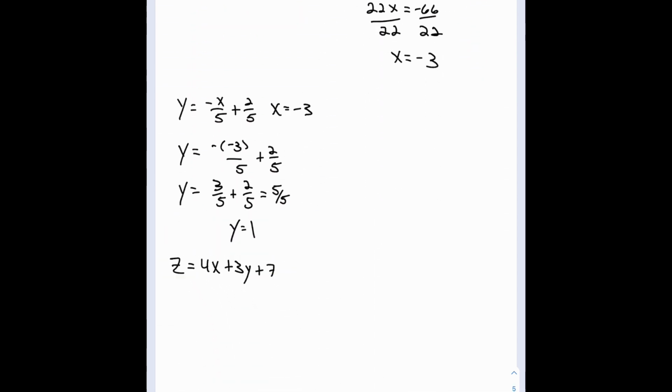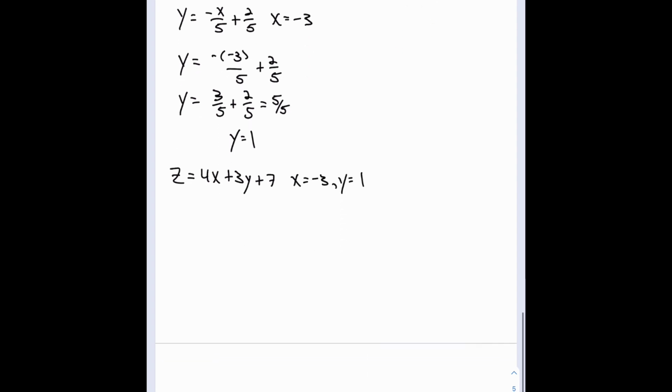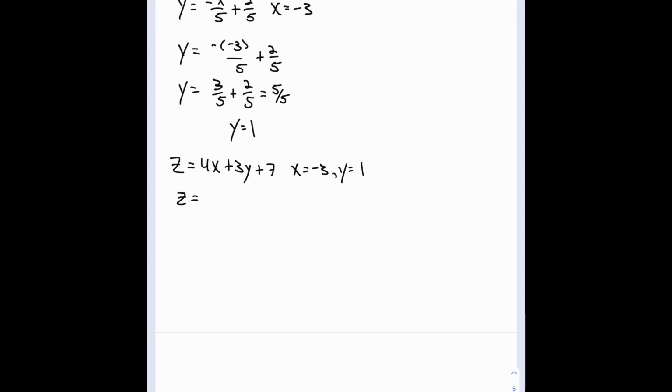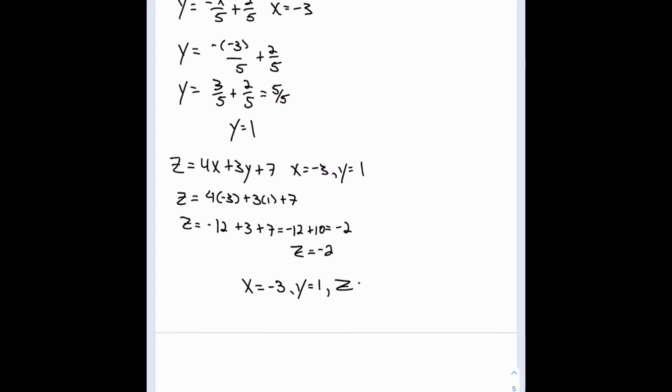Okay, and then we want to substitute in x equals negative 3, y equals 1 to this equation to solve for z. So z equals 4 times negative 3 plus 3 times 1 plus 7. So z equals negative 12 plus 3 plus 7, negative 12 plus 10. So z equals negative 2. All right, now that we know what x is, what y is, and what z is, we should check this to make sure that it works.